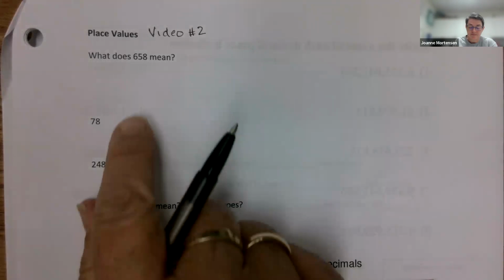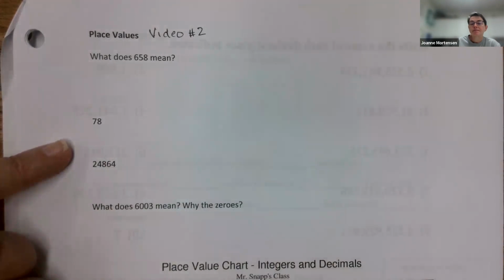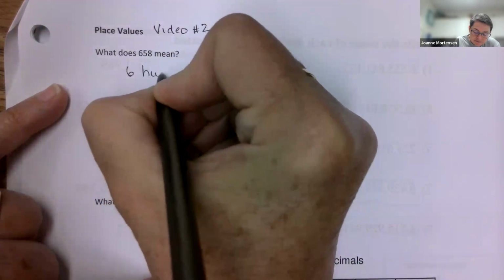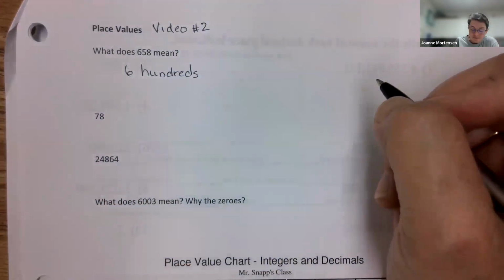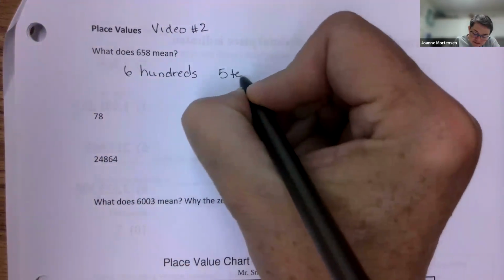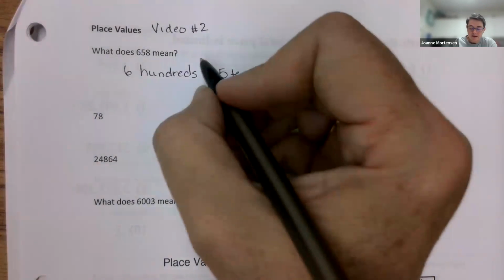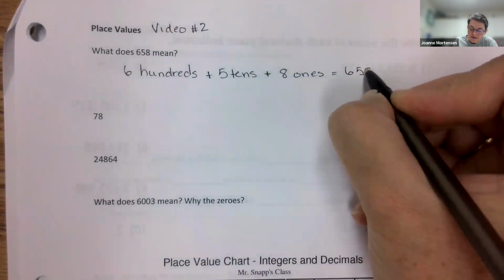So take a moment and think about what that actually means. And we are talking about place values. All right, what I would want you to see: there's 600s, 5 tens, 8 ones. So if you put those together, you get 658.